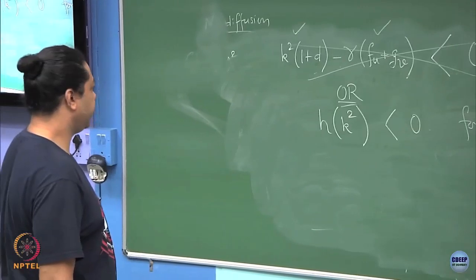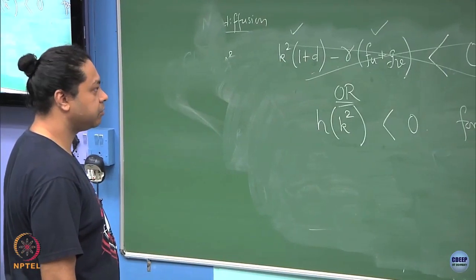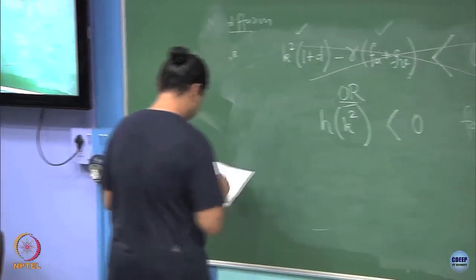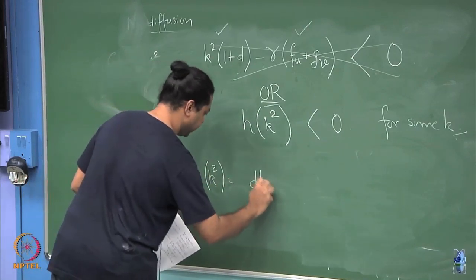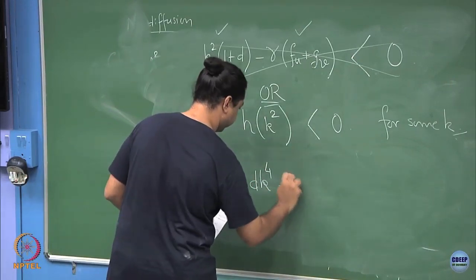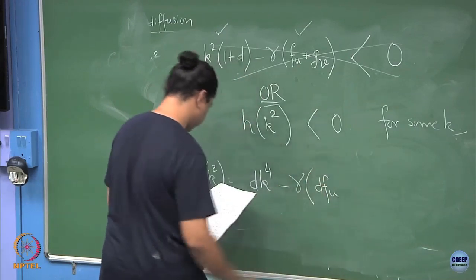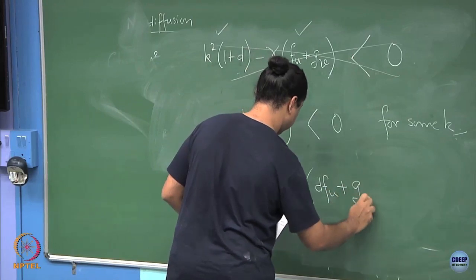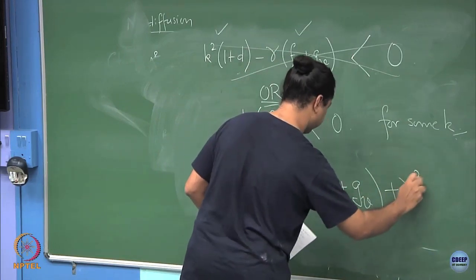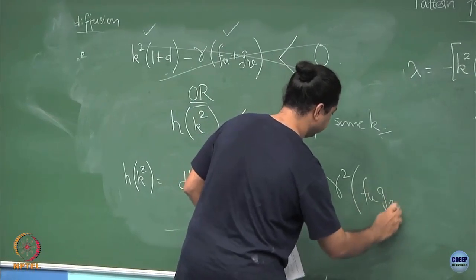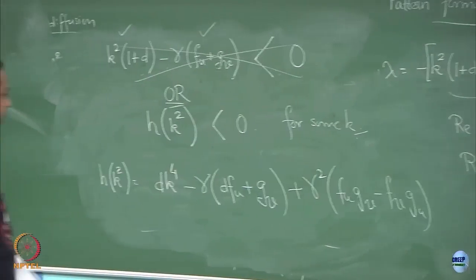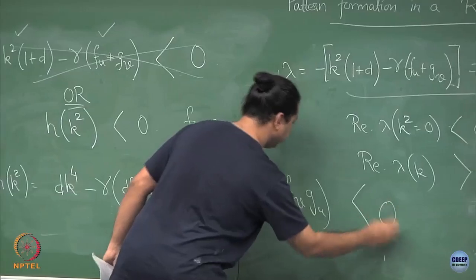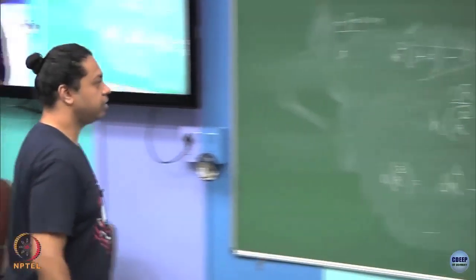Okay, so what is H of K square? Oh, I have rubbed it off. Sorry, let me write that down once more. H of K square is d k to the power of 4 minus gamma small d f u plus g v plus gamma square into f u g v minus f v g u. Okay. So, this was my H k square and I need this to be less than 0 in order to have some wave vector where these lambdas are positive. So, in order to destabilize the system.